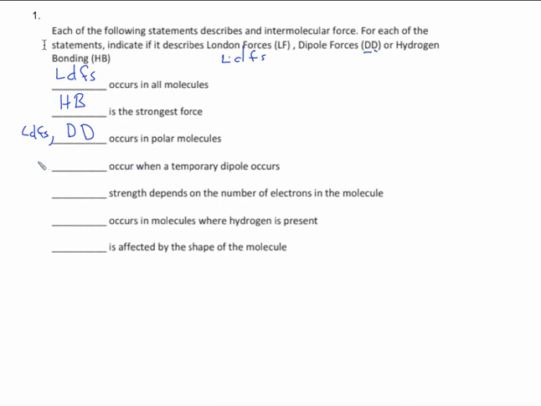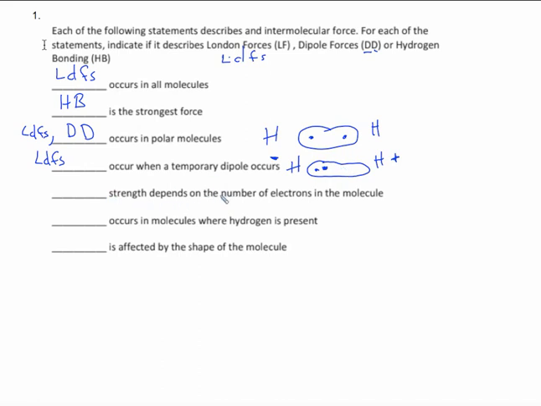Okay, occurs when a temporary dipole occurs. So that's like London dispersion forces. For example, if you have hydrogen, H2, and the electrons are here, these electrons can move around. At any given point in time, and at a later point in time, the electrons could be closer to one side of the molecule compared to the other, in the shared orbital. The side they're closer to would make that side of the molecule negative, and this side of the molecule positive. Because the electrons are moving, it creates a temporary dipole, but it only lasts for a fraction of a second.